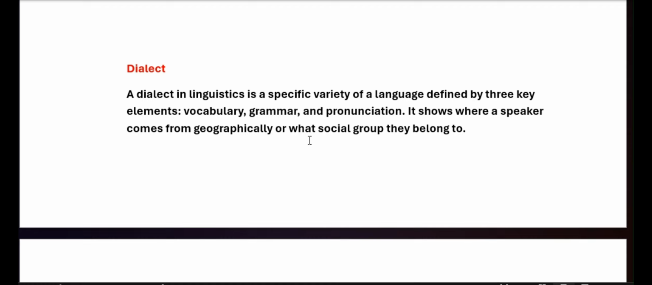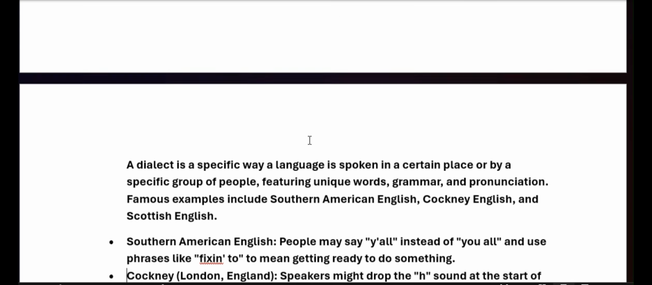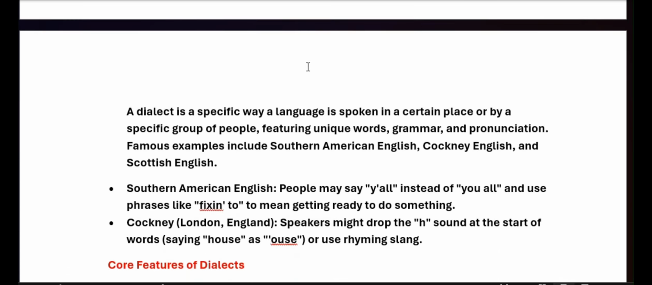So, dialect is basically the different vocab, grammar, or pronunciation that the speaker uses based on the region or social group where they belong. Let's see another definition. A dialect is a specific way a language is spoken in a certain place or by a specific group of people, featuring unique words, grammar, and pronunciation. Famous examples of dialect are Southern American English, Cockney English, and Scottish English.